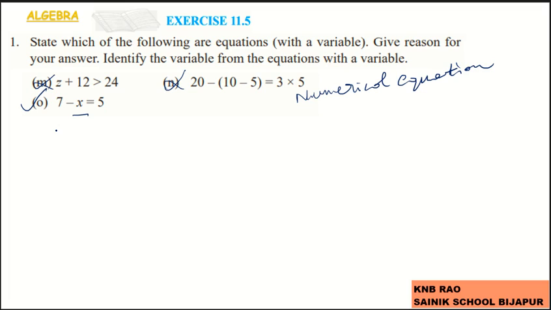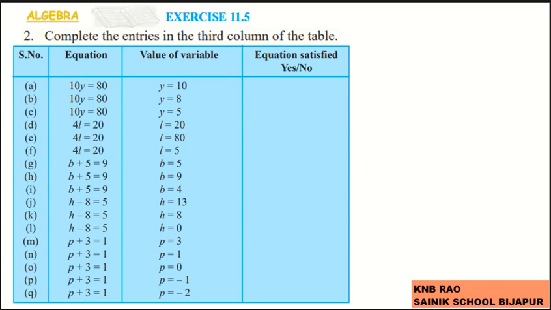You write these subquestions properly, one after the other in your notebook. Then coming to the main question 2 in this exercise 11.5, we are given a table. Complete the entries in the third column of the table with yes or no. For the equation 10y equals to 80, y equals to 10.